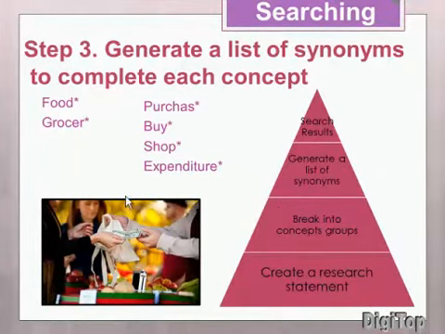And the asterisk that you see picks up any additional terms. It's like a wild card. So it might be grocer, grocers, groceries, or purchase or purchasing, buy or buying, shopping or shopper, expenditure or expenditures.